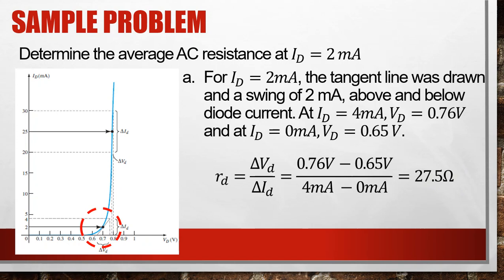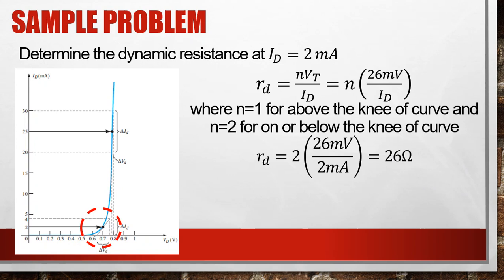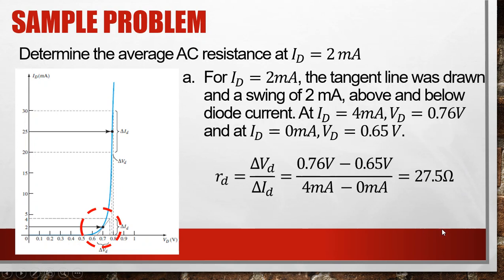Kung mapapansin natin, sa average AC resistance, ang nakuha natin is 27.5 ohms. Pero dito sa dynamic resistance, ang nakuha natin is 26 ohms. Ang difference ng dalawa na yan, 27.5 minus 26 ohms, tinatawag natin yung contact resistance. Contact resistance ng diode. Okay. So, ganun lang mag-compute ng iba-ibang resistance level ng diode.